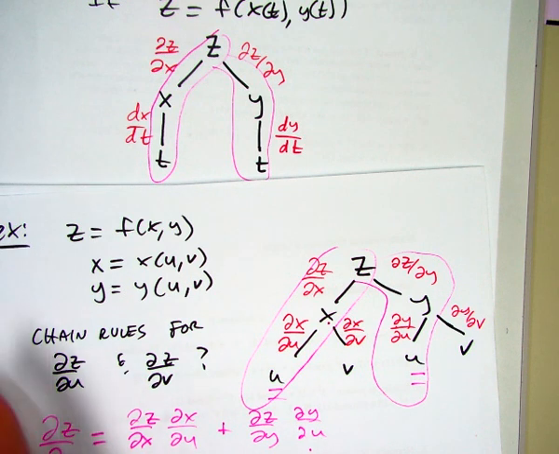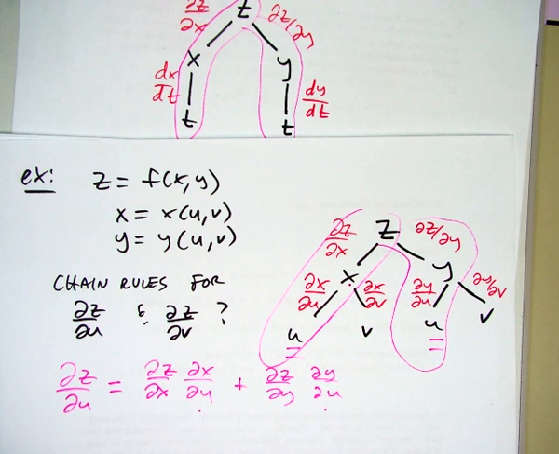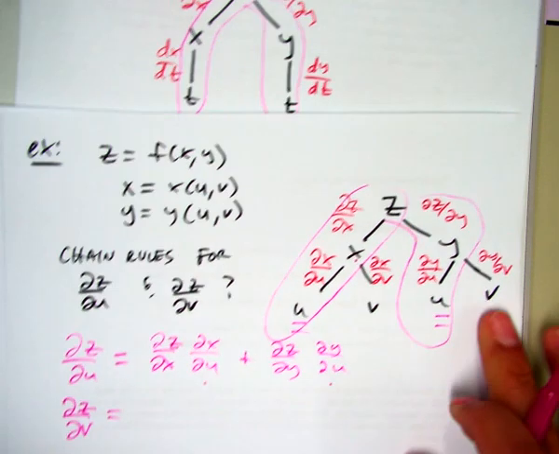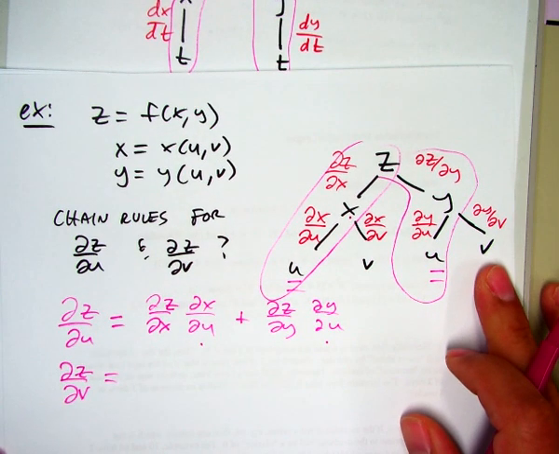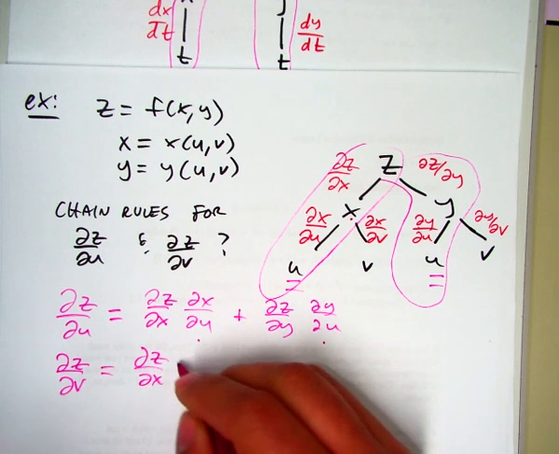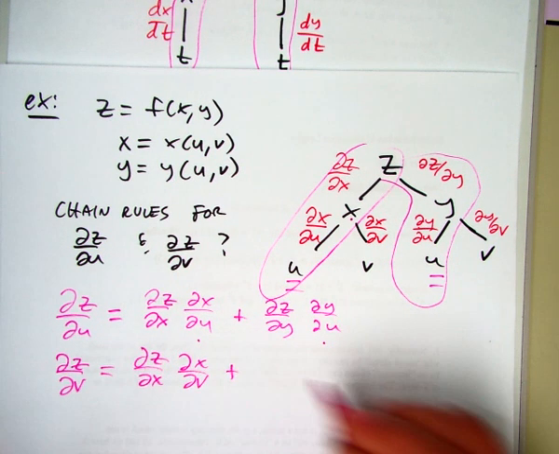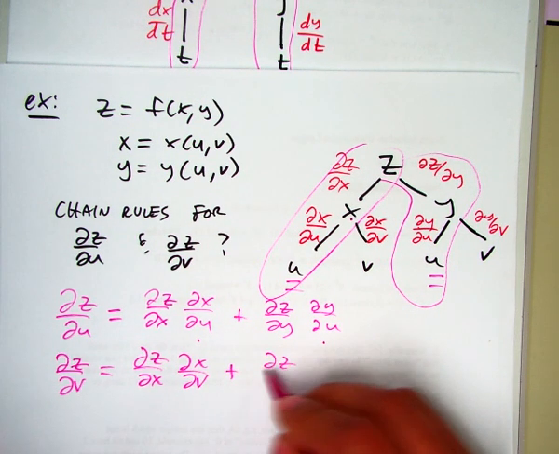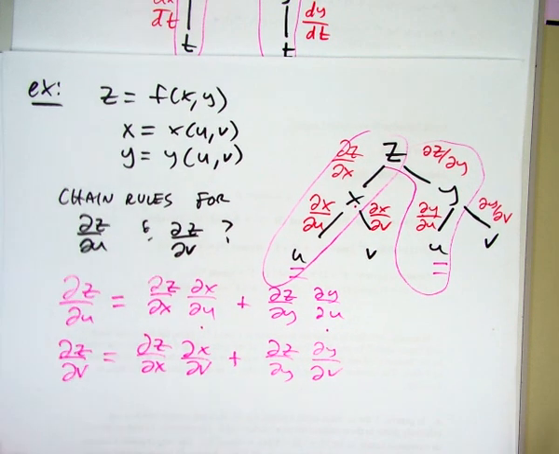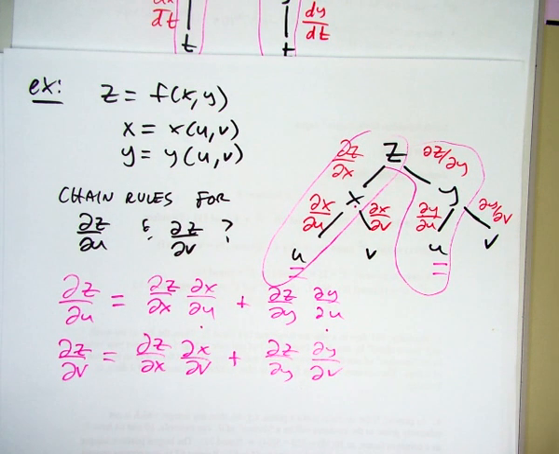Oh, we didn't finish this one yet. Partial z, partial v would be what? Partial z, partial x, partial x, partial v, plus partial z, partial y, partial y, partial v. Pretty easy. Okay.